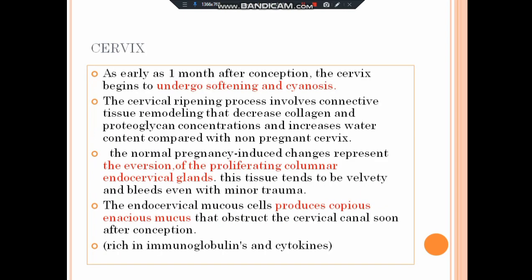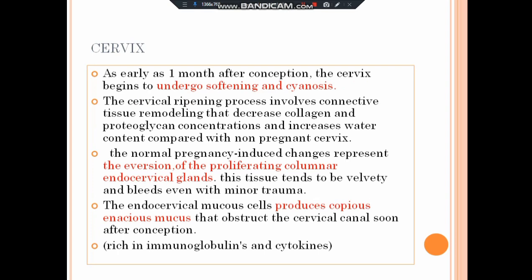Now we come to the cervix. Generally, about 1 month after conception, the cervix undergoes softening as well as cyanosis. There is an eversion of the proliferative columnar endocervical glands of the cervix. Due to the eversion, it tends to be velvety and bleeds easily. Even with minor trauma, it used to bleed.